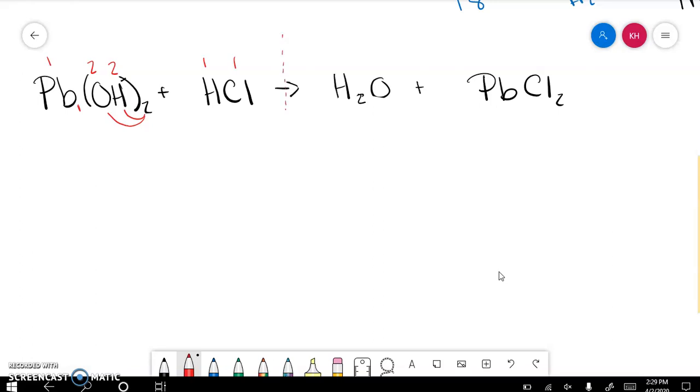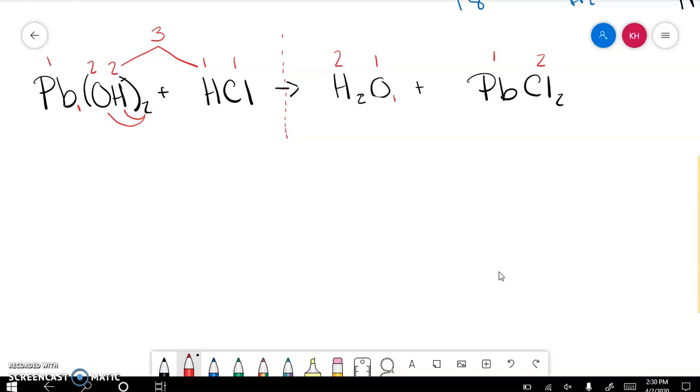So now the arrow is our divider. I know in total on this side, I have 3 hydrogens, 1 chlorine, 2 oxygen, and 1 lead. So now if we flip over to the product side, I've got 2 hydrogens because of this subscript, 1 oxygen because oxygen does not have a subscript. If anything does not have a subscript, we know it's got to be 1. So same thing for our lead, and our chlorine has got to be 2. So now we can do our balancing.